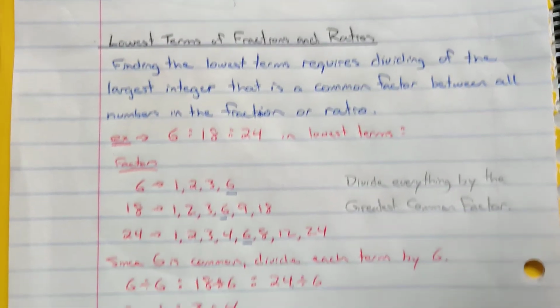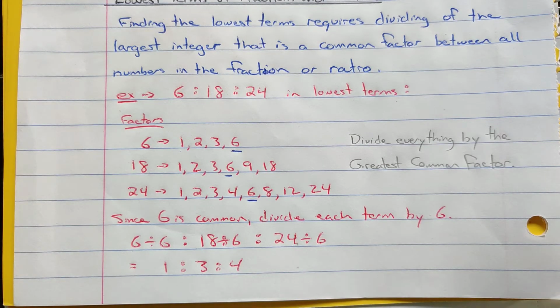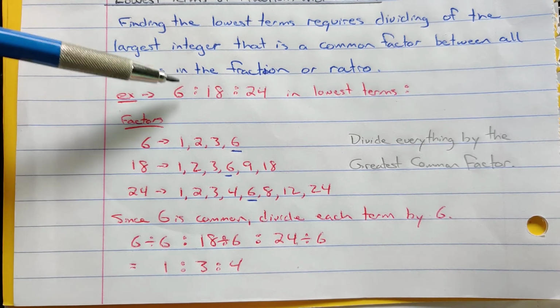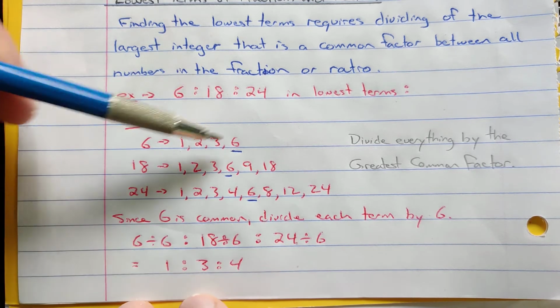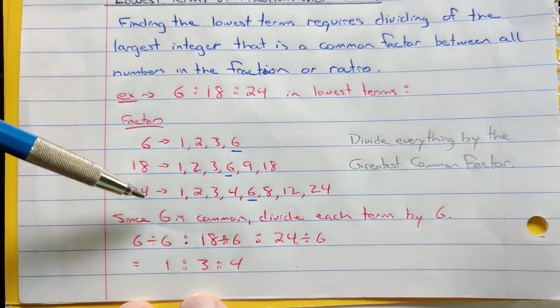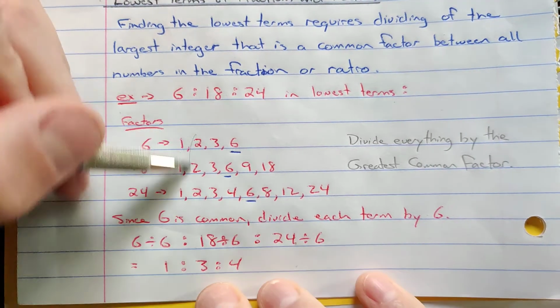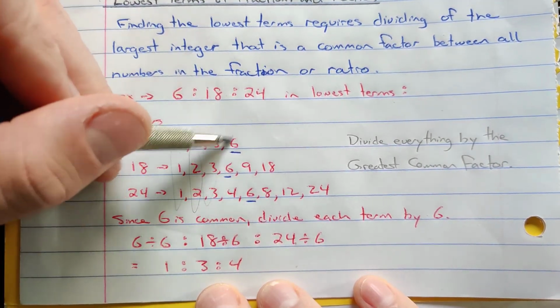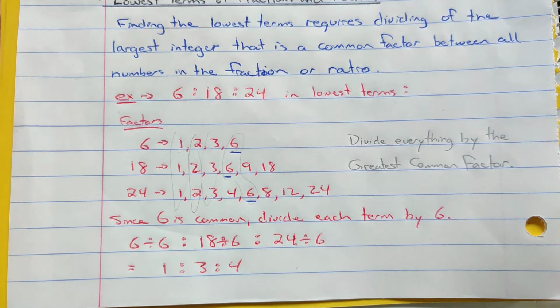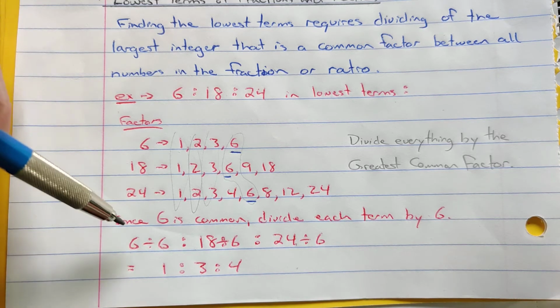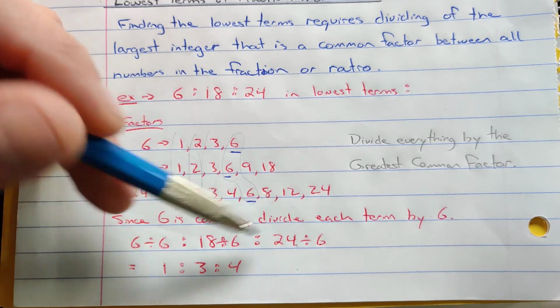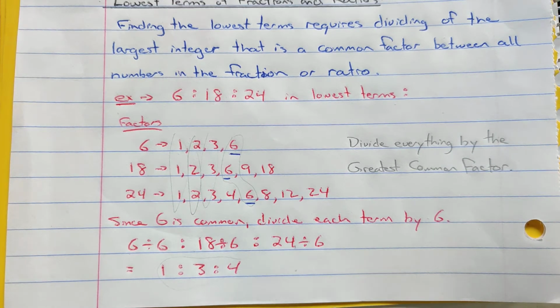So if we break this right down step by step, we're looking for the factors of 6, 18, and 24. So these are the factors of 6, the factors of 18 here, and the factors of 24. And the common factor between all three, the greatest common factor, is 6. Notice they all have a 2, they all have a 1, they all have a 3, but 6 is the greatest common factor. And that's the one we want to select to divide each of those numbers by. So 6 divided by 6, 18 divided by 6, 24 divided by 6, and that gives us 1 to 3 to 4. And that would be our ratio in lowest terms.